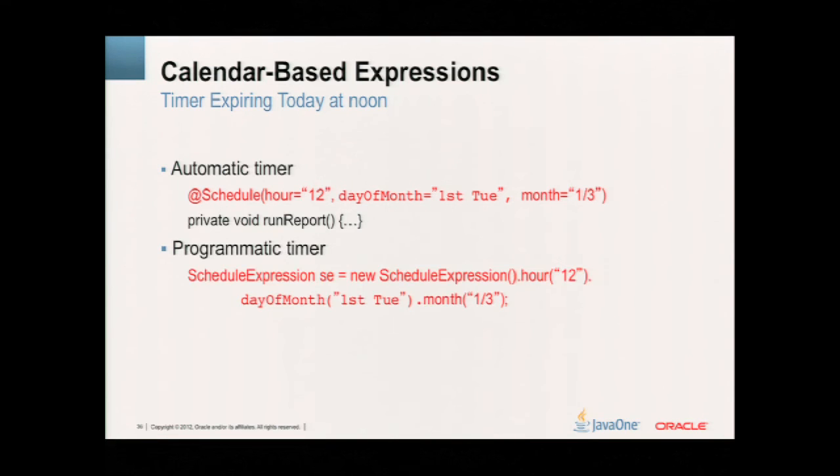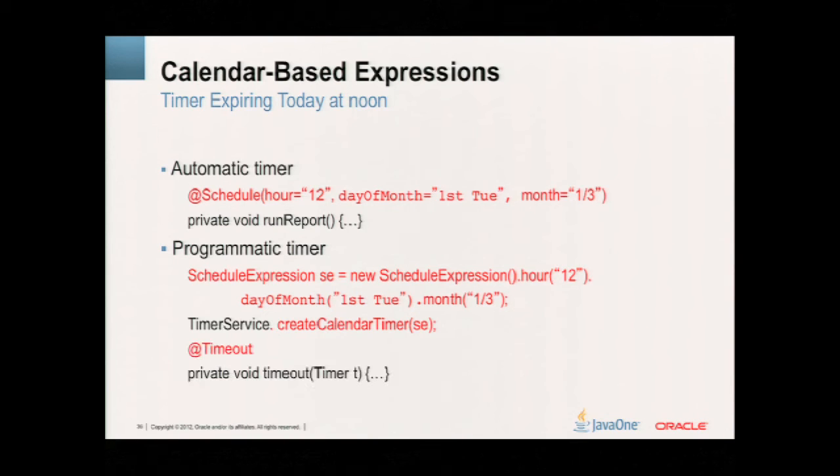For a programmatic timer, you will use ScheduleExpression with a fluent API to create an expression. Then you would use the timer service to create a timer, and you will specify the timeout method on your bean. You can see that the first one is no arg, and the second one has a Timer. These are your only two options. A timeout method can either take a Timer, and with EJB 3.1, this was relaxed and said if you are not interested in the details of that timer, you can have a no arg method.